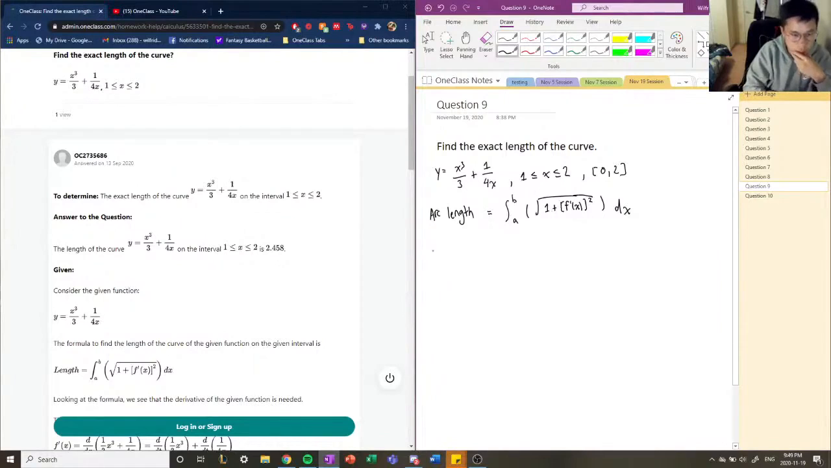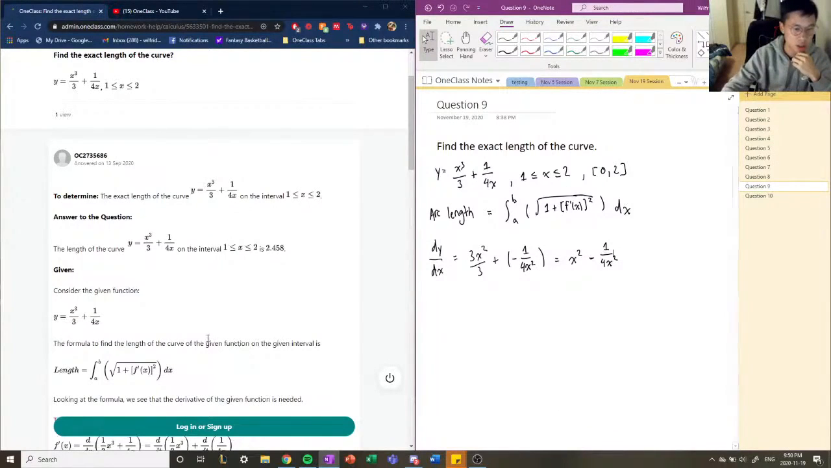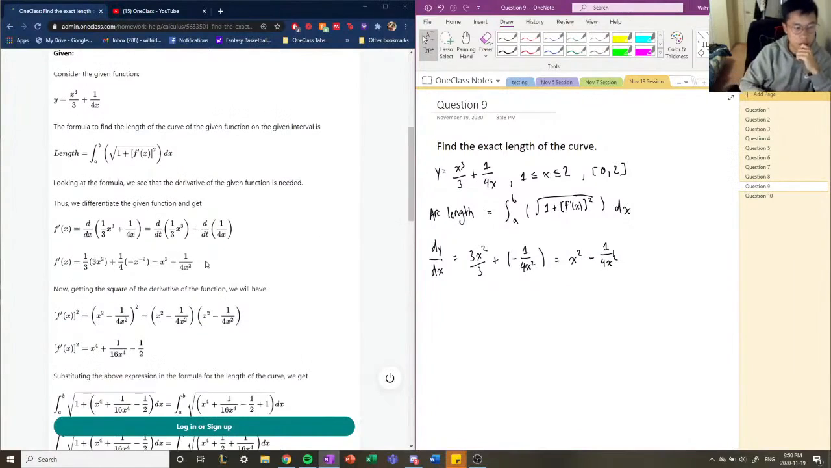In this case, the first step is to find our dy over dx. So dy over dx is 3x squared divided by 3 plus negative 1 over 4x squared, which just equals x squared minus 1 over 4x squared. That's our derivative, dy over dx, and now we're going to plug that into our integral.